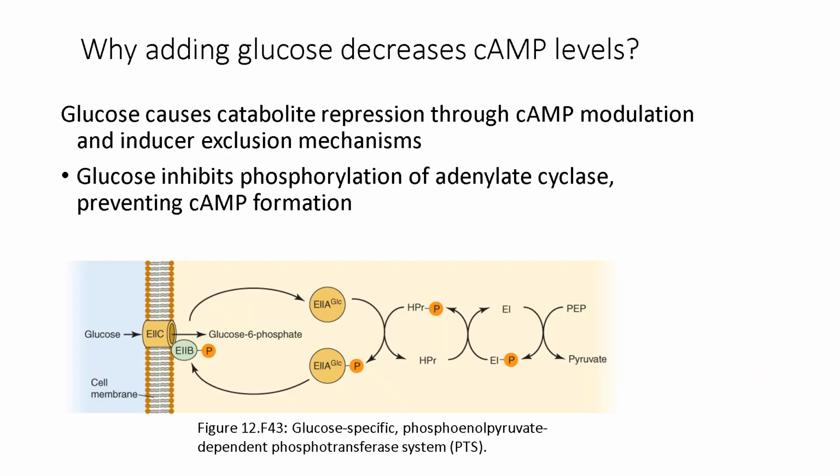Glucose reduces cAMP levels through multiple mechanisms. Primarily, it inhibits the activity of adenylate cyclase, the enzyme that synthesizes cAMP from ATP. This mechanism ensures that E. coli does not waste energy expressing the lac operon when glucose, a more efficient energy source, is available.